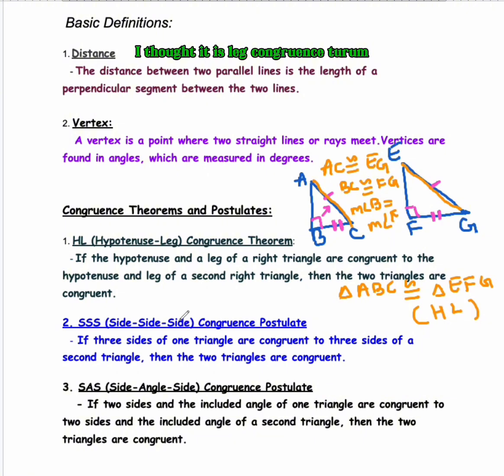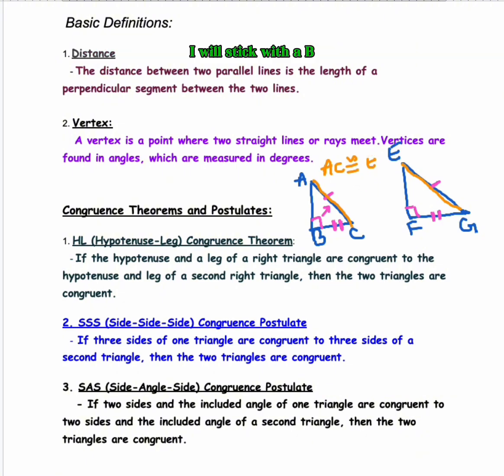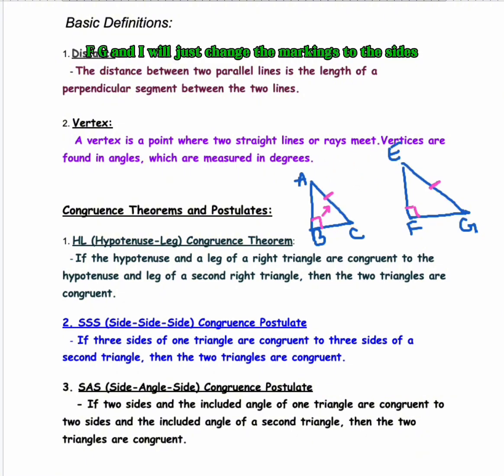Hypotenuse leg congruence theorem. Side congruence postulate. If three sides of one triangle are congruent to three sides of the second triangle, then two triangles are congruent. This is known as one of the easiest congruence postulates. So you have to take two triangles. I will stick with ABC and EFG, and I will just change the markings to the sides. I'm not going to call them right angle triangles, but what we have given is that the corresponding sides of these two triangles are congruent. Remember, the word corresponding is very important.